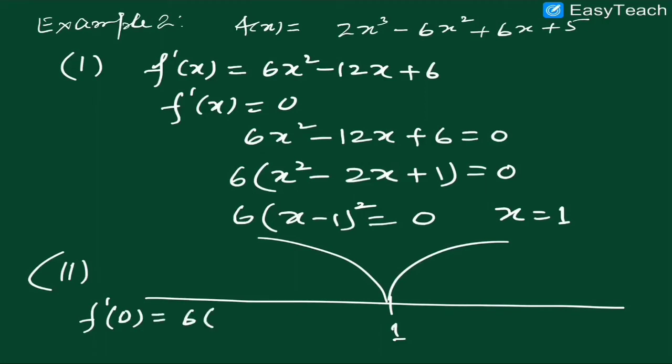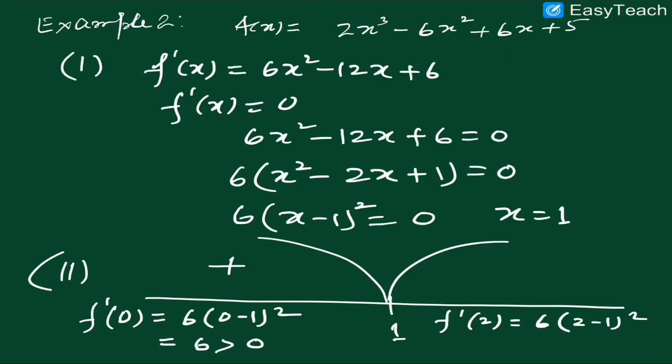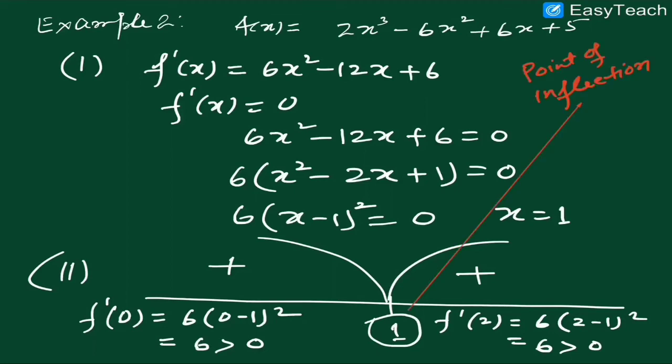Before 1, if we take 0, therefore f dash 0 is equal to 6 into (0 minus 1) whole square, which is equal to 6, which is positive. And after the 1, if we take 2, so f dash 2 is equal to 6 into (2 minus 1) whole square, which is equal to 6, which is also positive. Therefore at the point 1 the sign of f dash x doesn't change, so this point 1 is called the point of inflection.